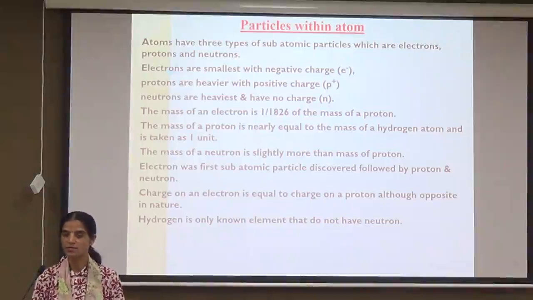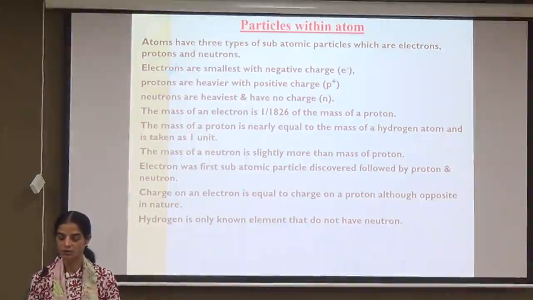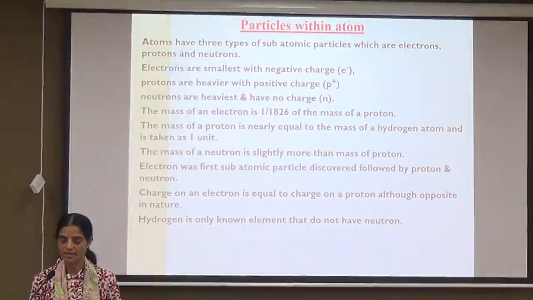The mass of electron is 1 by 1826 of the mass of proton. The mass of proton is nearly equal to the mass of hydrogen atom and is taken as 1 unit. The mass of neutron is slightly more than mass of proton.